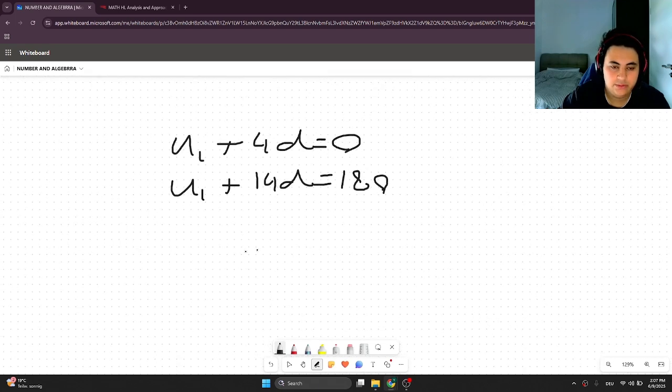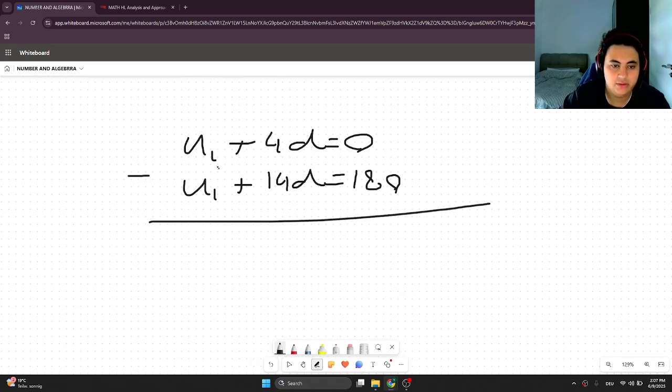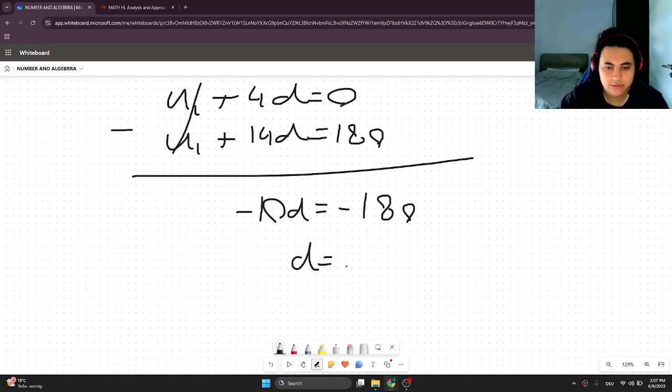Okay? So now you do a system of equations. You can subtract these two, because then that will cancel out both U1s. 4 minus 14, that's going to be negative 10D. 0 minus 180, that's going to be negative 180. So D is equal to 18. Yeah? So in this case, D is equal to 18.